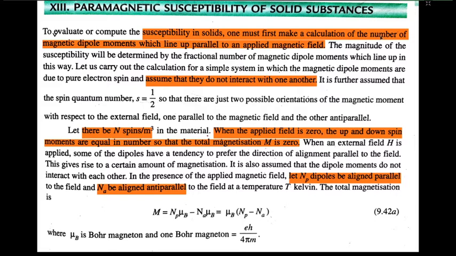First, make a calculation of the number of magnetic dipole moments which are lined up parallel to the applied magnetic field, and then also assume that they do not interact, and you also have to find those which are opposite, anti-parallel to that. So you will have two fractional quantities: the number of dipole moments which are lined up in this way and those which are lined up opposite to the direction of the applied magnetic field. Spin quantum number we will take as 1/2 only. So there are just two possibilities for the orientation of a magnetic moment with respect to the external magnetic field: one is parallel, another is anti-parallel, right.